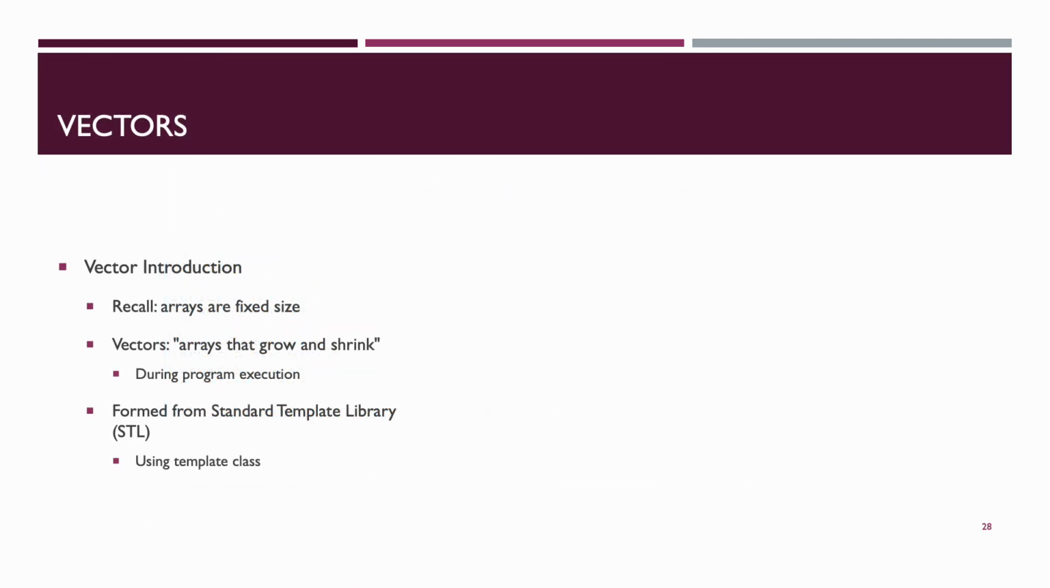Alright, so now we have vectors. Vector provides a dynamic alternative to arrays. Vectors offer flexibility in memory management, which makes them highly useful in modern programming. Arrays are fixed size, but vectors can grow and shrink, whichever is needed.